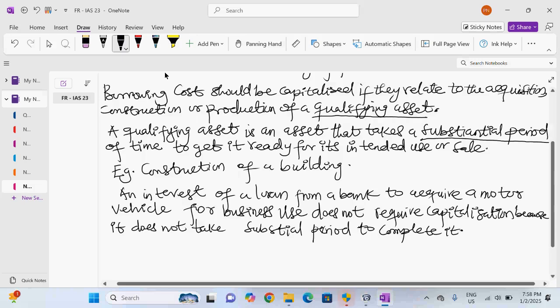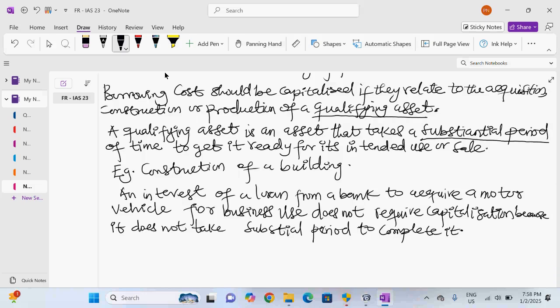You and I know that if you just have cash, you just move into the garage where they sell cars and then go and buy your car, motor vehicle. You see that the car, you can get it within 1 day, right? It doesn't take a substantial period to acquire the car, to produce the car, or to construct the car. You are just going to buy it within a day, within 24 hours, you get your car.